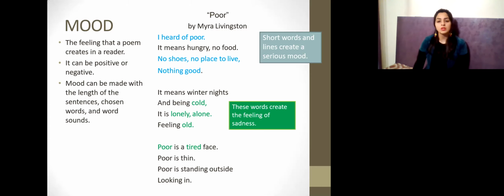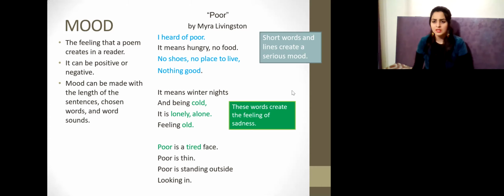Let's see the given example here. Short words and lines create a serious mood. So whenever there are very short words and short lines, it is serious. And whenever there are a little longer lines, then it's a more positive one. These words create the feeling of sadness. So why does it create the feeling? Because whenever there are short words and short lines, it's very short.